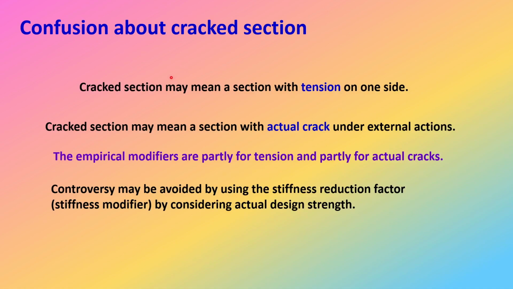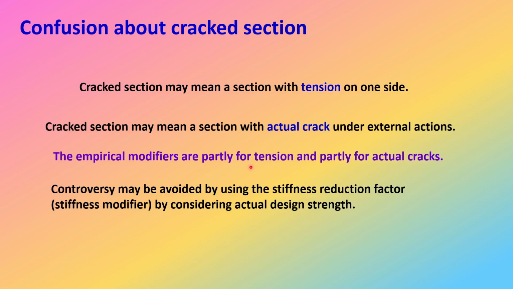Now there is confusion about the crack section, as I have mentioned again and again in different cases. Crack section actually means by terminology a concrete section with tension on one side, that is below the neutral axis. So this is the theoretical or established crack section. But when a structure is damaged, it is also called crack section. In that case, actual crack is there under external actions. Now the documents we have discussed have given empirical modifiers, not based on strength. In our video number EQ11, we have discussed a lot of things about the stiffness and its changes.